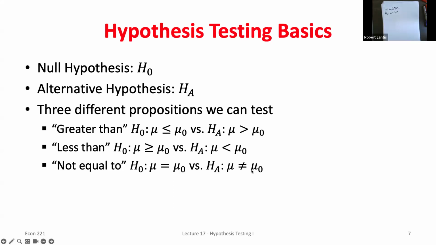If we instead want to know whether the population mean is different from a specific value, maybe I'm interested in the number of car accidents on average of someone.